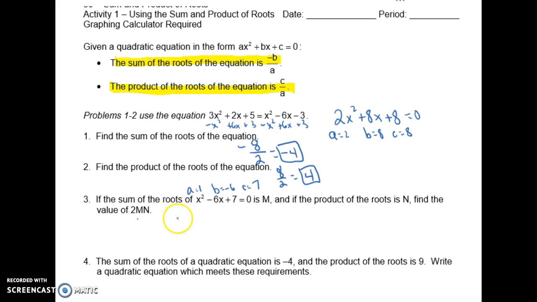The sum of the roots, so this is going to be our m value, is equal to negative b over a. So the opposite of negative 6 is 6, over a, which is 1, so 6. The product is going to be c over a, 7 over 1. What we're asked to find is 2 times the product of those. So that's 84.